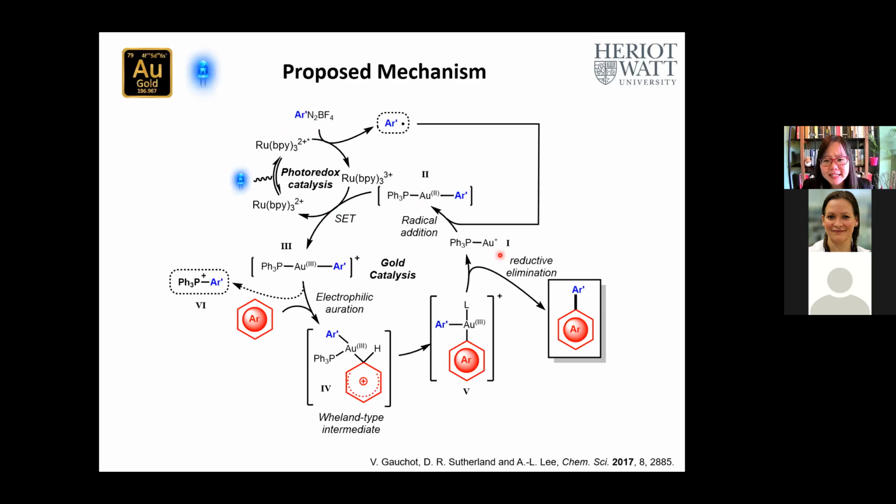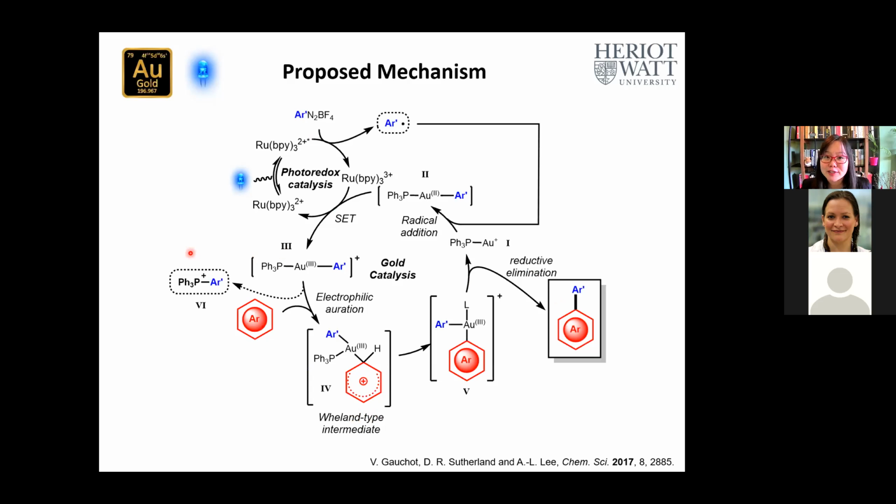Just a proposed mechanism. We think that we start here with the gold-1. Your aryl radical that comes from the diazonium salt adds on to get you gold-2, which quickly undergoes a single electron transfer to give you this key gold-3 species, which then gets attacked by this electron-rich arene. That's why it has to be rich. You get a Wheland type intermediate. That's why you see regioselectivity, and then reductive elimination gives you product.